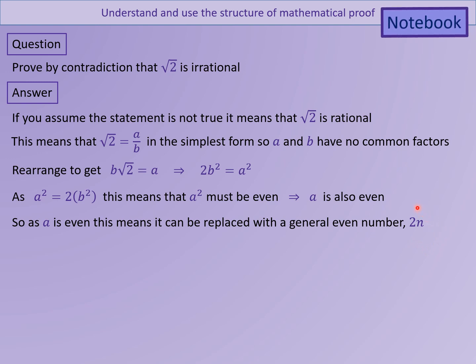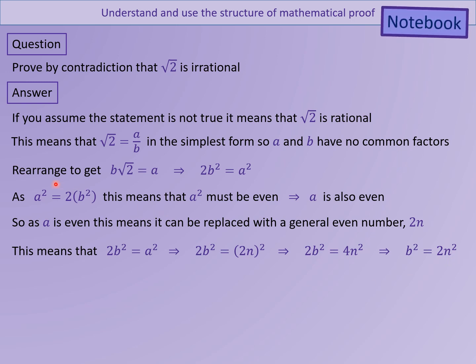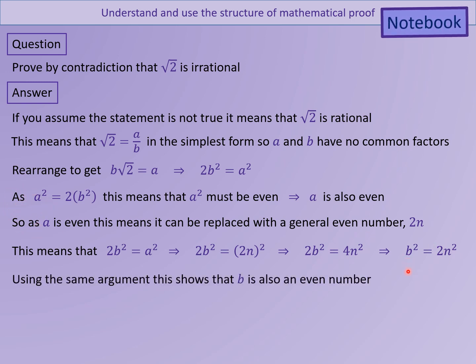So what I'm going to do now is replace a back into this formula. I know that a is 2n, it's definitely an even number. So if I replace a for 2n, I get this. I can expand that, can't I? I can get 4n squared. And what I come down to is this conclusion: once I divided by 2, I've realised that b squared equals 2 lots of n squared. And for exactly that same reasoning, I know now that b squared itself must be an even number. So therefore, b is an even number.